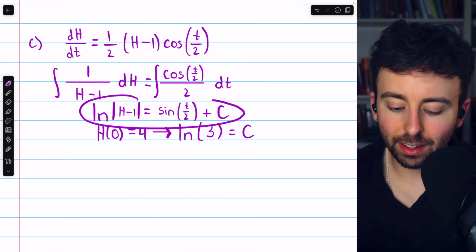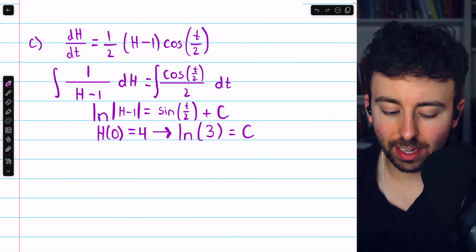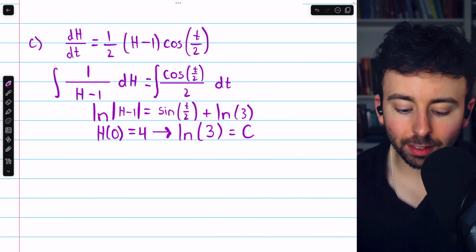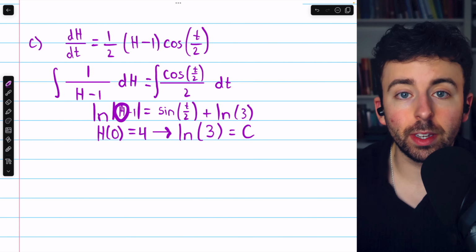So then back in this original equation where we had c, we can just go ahead and replace that c with the natural log of 3. Now we're trying to solve for h to find the particular solution.